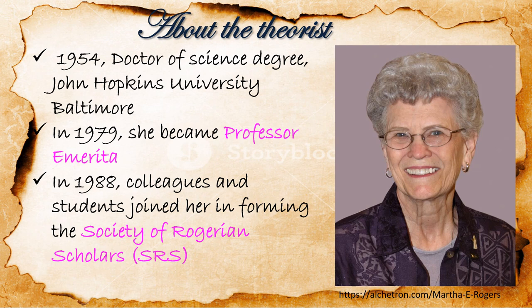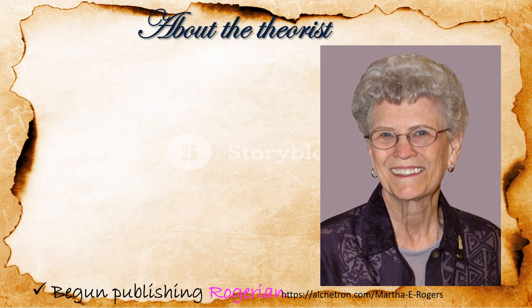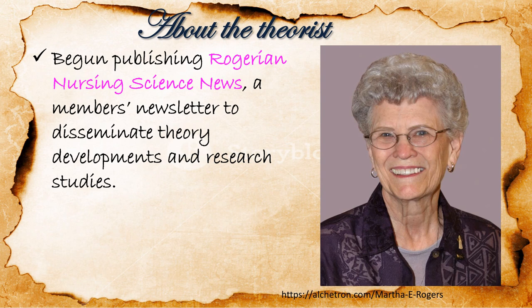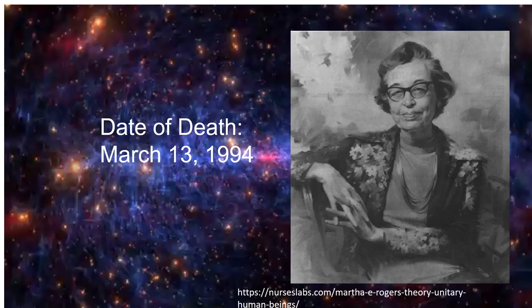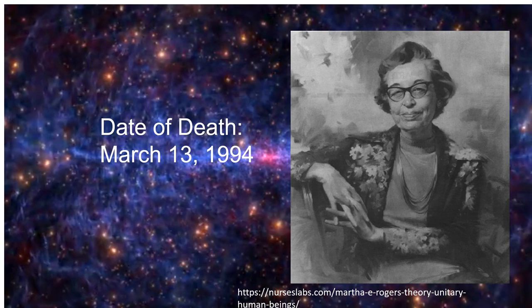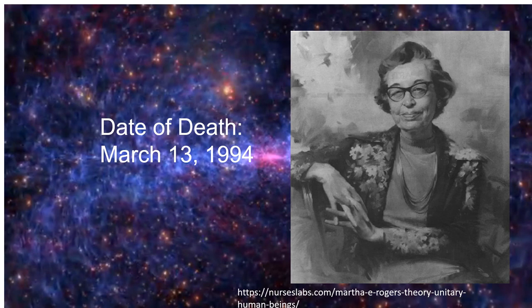In 1988, colleagues and students joined her in forming the Society of Rogerian Scholars, or the SRS. She began publishing Rogerian Nursing Science News, a members' newsletter to disseminate the theory development and research studies after the formation of the SRS. In 1993, the Journal of Rogerian Nursing Science began publishing annually. On March 13, 1994, she finally joined with our creator, still holding her title as Professor Emerita.